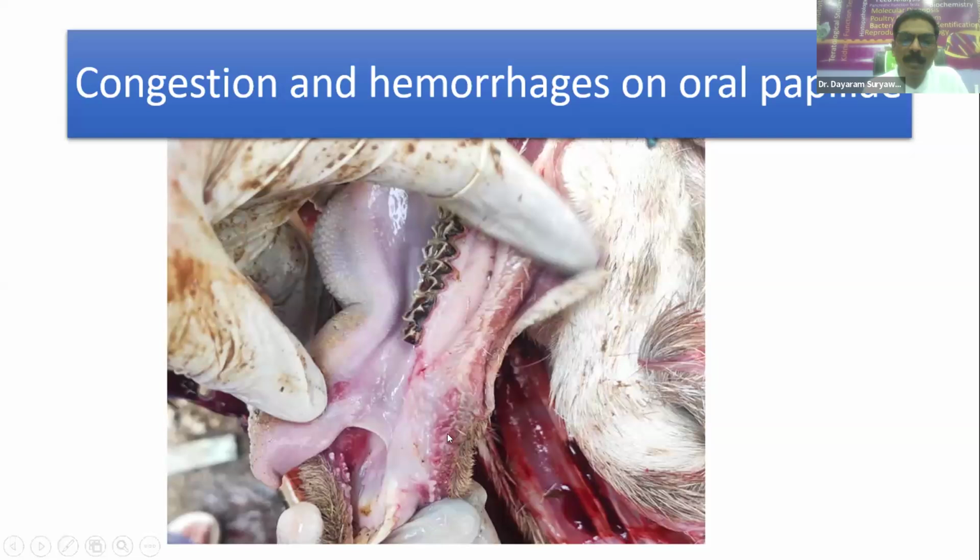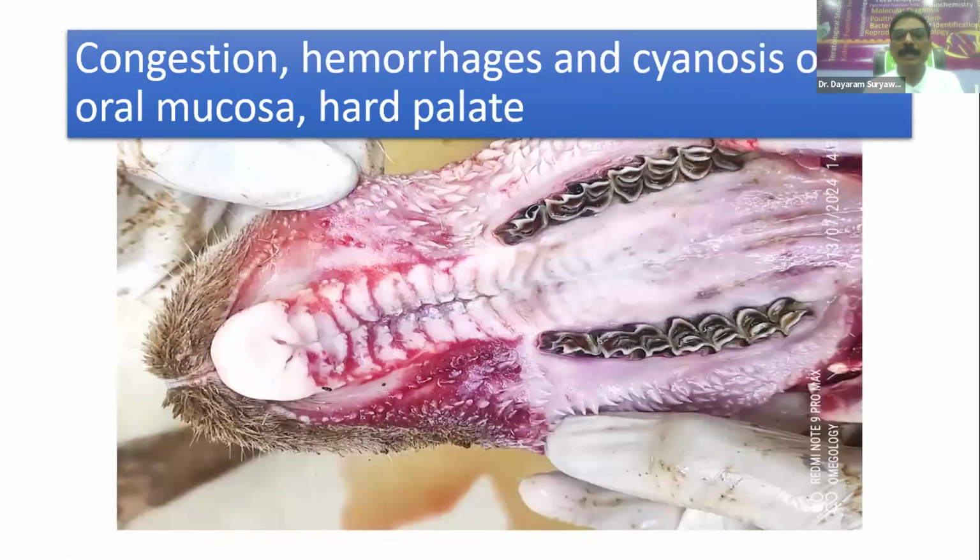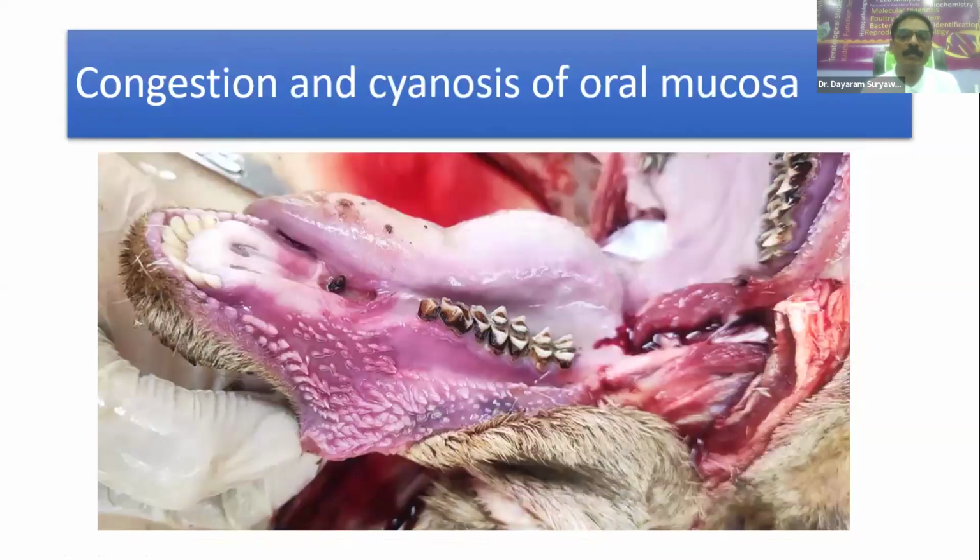Here you can see the oral papillae, and some of the normal papillae are over here, and these papillae are showing hemorrhages on the tip. The triangular shaped papillae are there, and we can find hemorrhages on the tip of these papillae. Congestion, hemorrhage and cyanosis of the oral mucosa also. Here also the same thing, the hard palate is affected. Here you can see congestion and cyanosis of the oral mucosa. You can see severe congestion over here and cyanosis also.